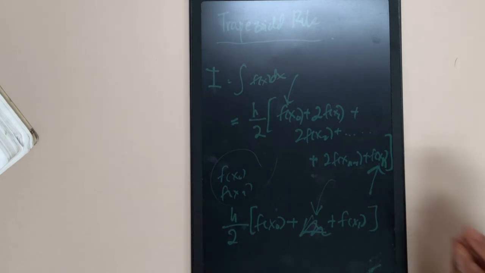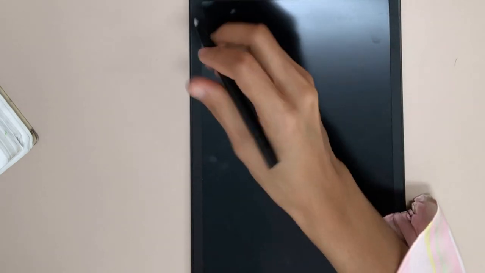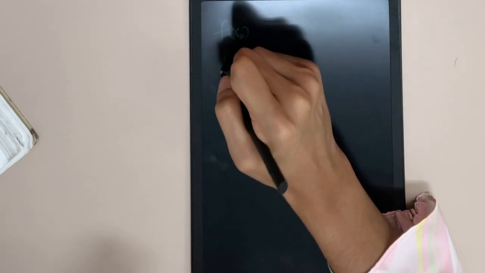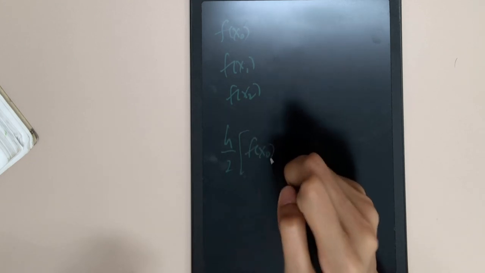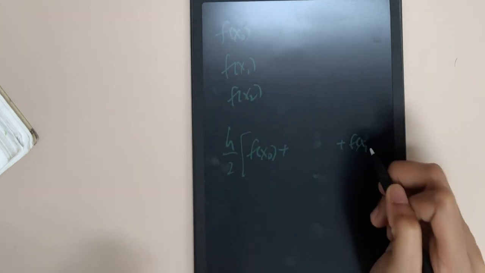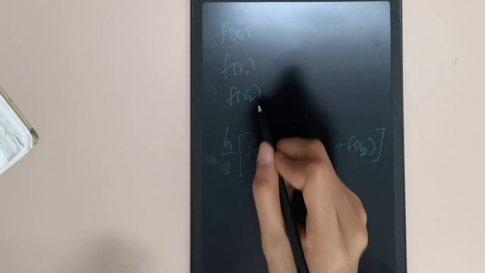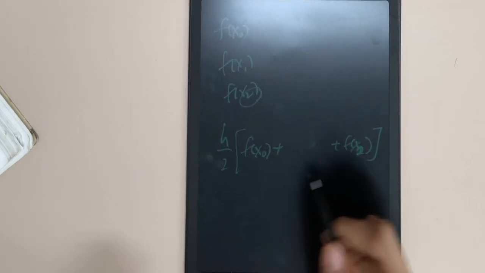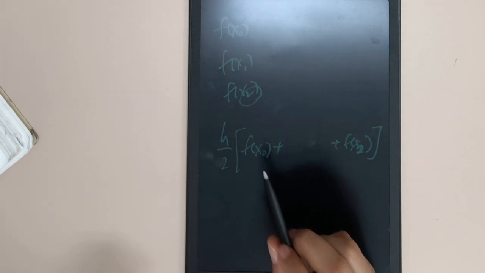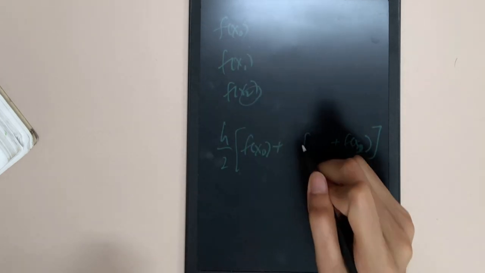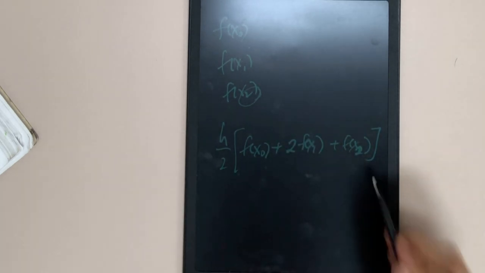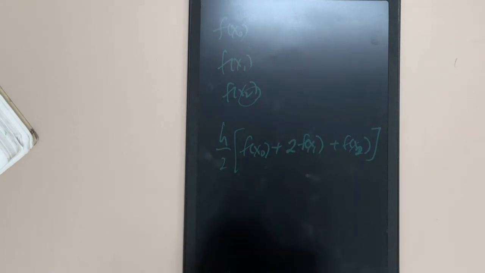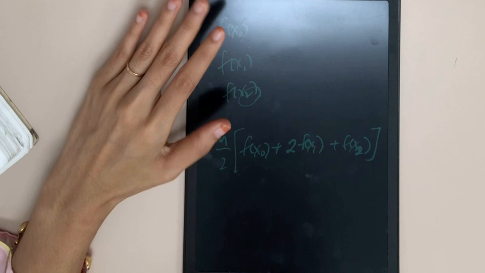Okay, alright. Maybe you didn't see clearly yet, so I give you another one. Let's say you have up to f(x2). The formula will be f(x0) plus, and the last one is f(x2), and then what's in the middle? What's between the first and the last? It will be f(x1), and this f(x1) must be multiplied by 2. So this is the formula if you have 3 data.